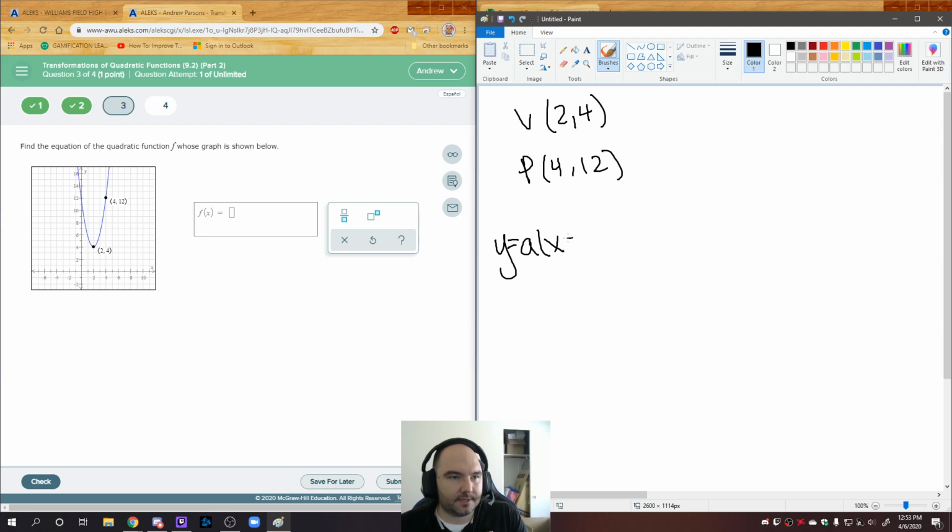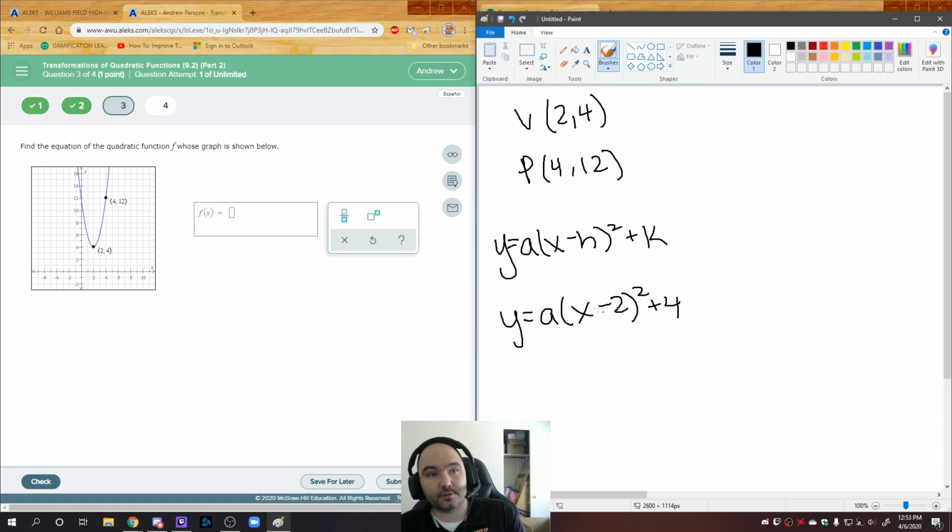I was going to skip some stuff, but now having seen the problems a little bit different, I'll write it out a little more thoroughly. So y equals a times (x minus 2) squared plus 4. So I'm using the 2 and the 4 from the vertex to fill that in. And then on the second half, we're going to fill in the x and the y.